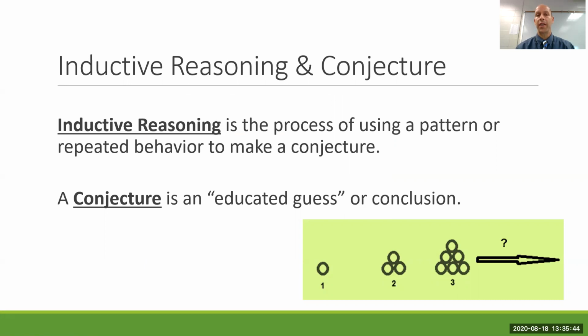So inductive reasoning is a process of using a pattern or a repeated behavior to make a conjecture. And a conjecture is just an educated guess or a conclusion. In the example of Billy being tardy to class, the conjecture the teacher may make is that Billy is going to be tardy on Friday.